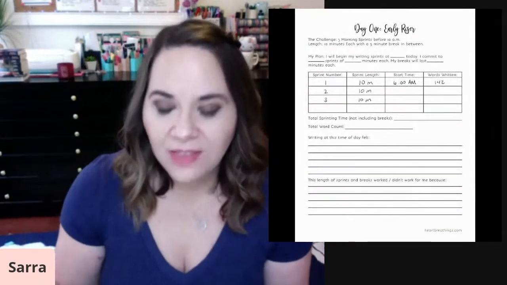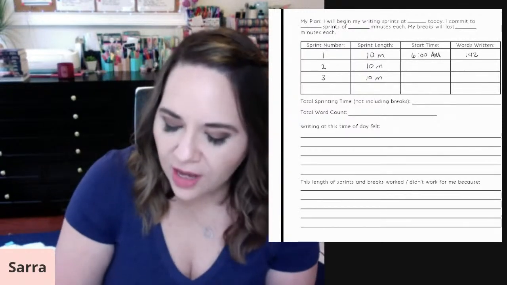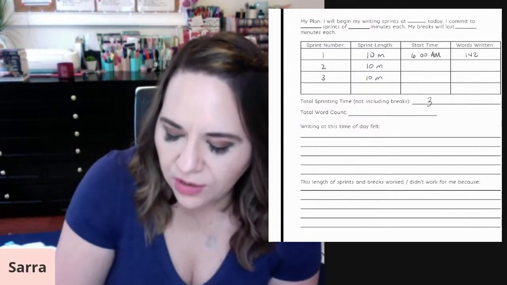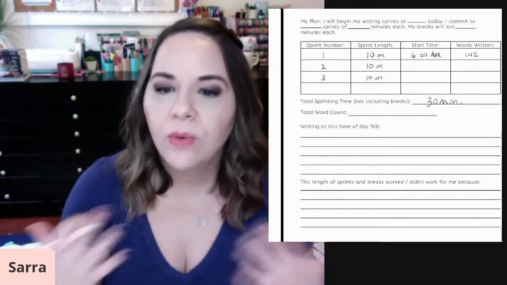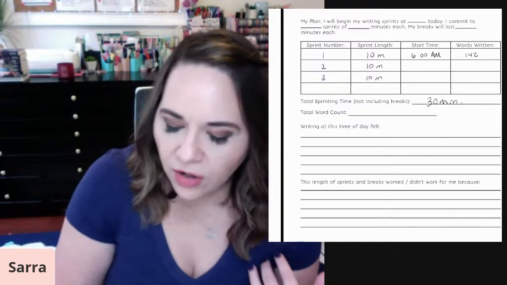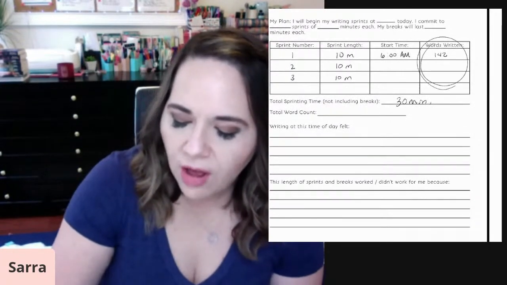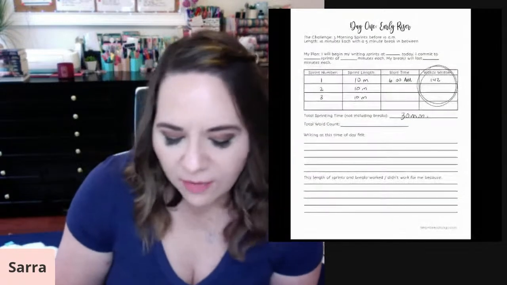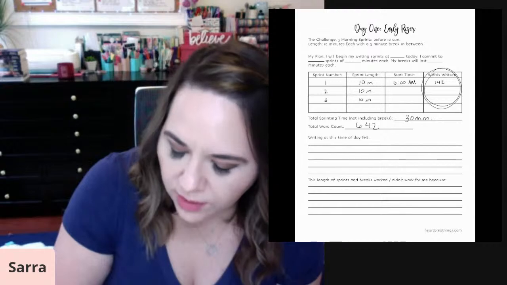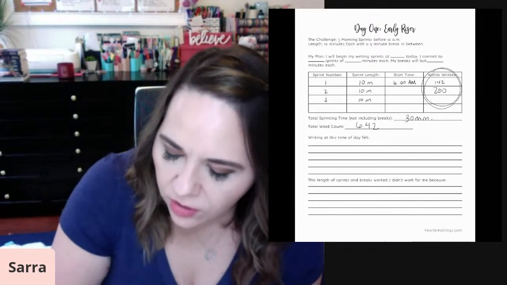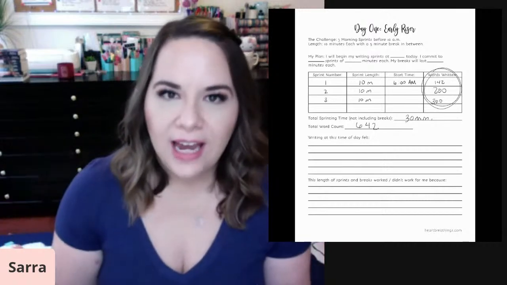And then at the end of the day, you take that and you say total sprinting time, not including your breaks, was 10 plus 10 plus 10, which is 30 minutes. So you're taking this data and you should have been collecting it throughout the entire time. Then your total word count would be the addition of all the words written so far. So let's say for that first day, we had 642 words written total. So we got 200 this time and then 300 this time. So let's say you've got all that data and you've been collecting it.